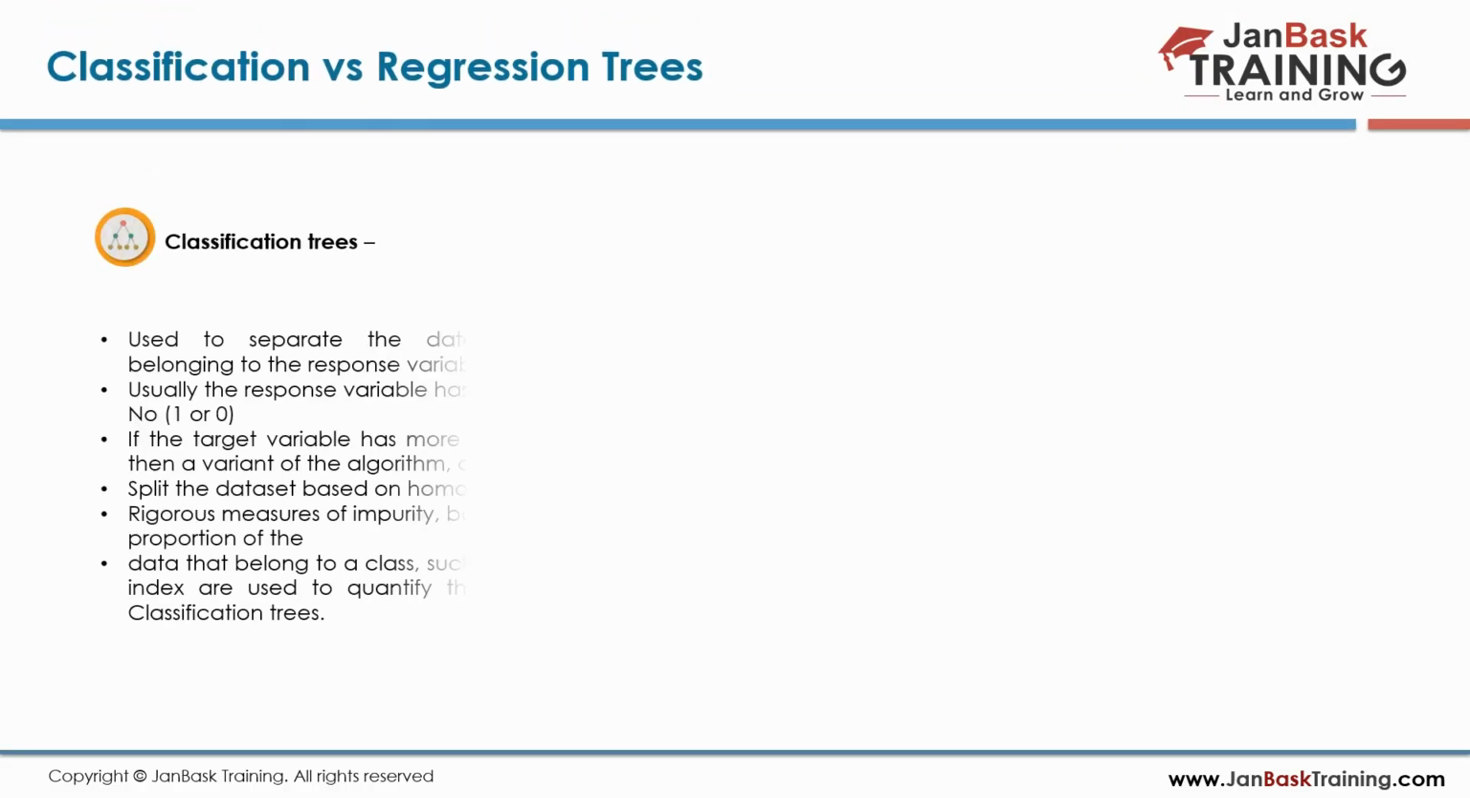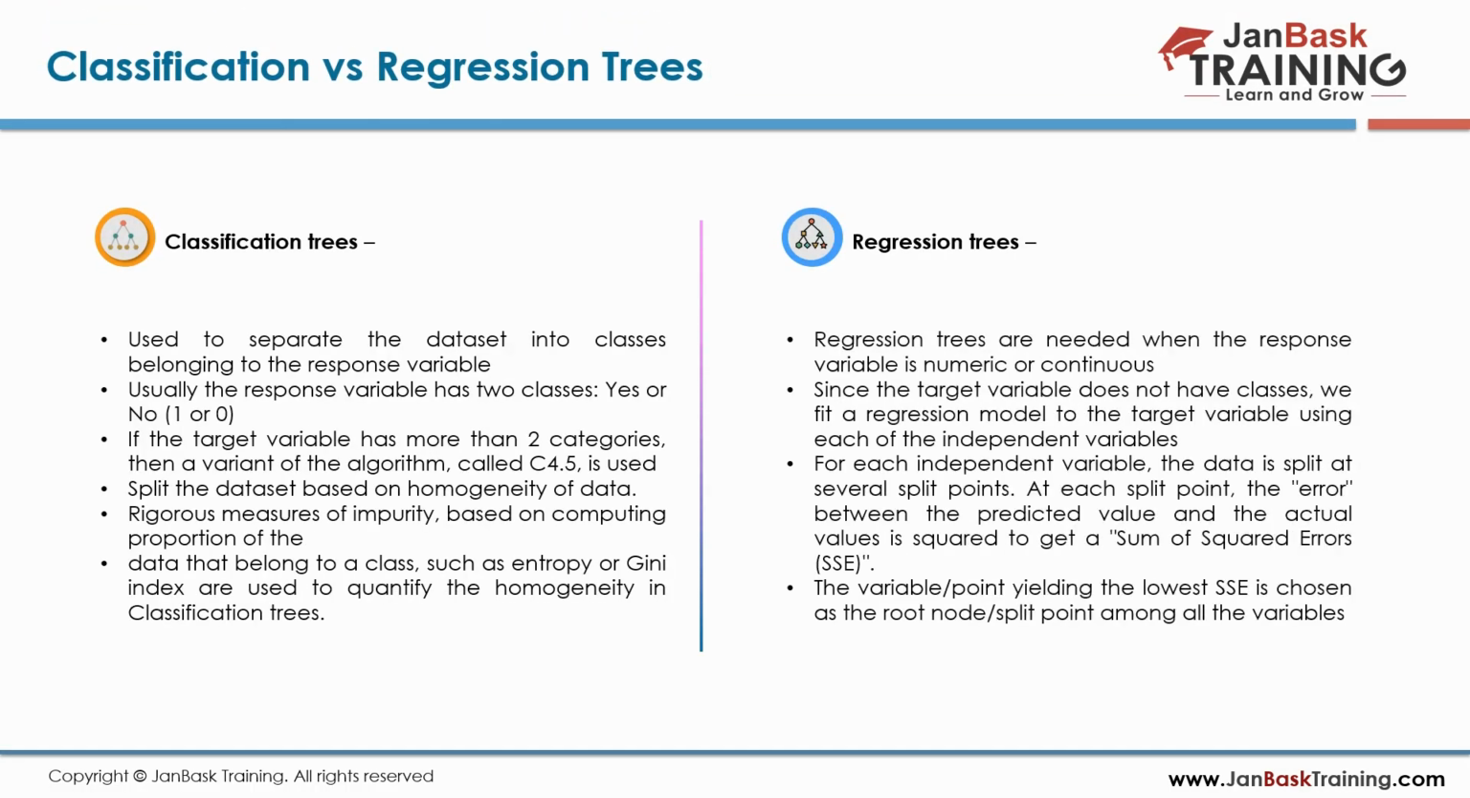The classification tree is used to separate the data set into classes belonging to the response variable. The main purpose is to divide the data set into different classes, yes, no, like that. Usually the response variable has two classes, yes or no. If the target variable has more than two categories, then a variant algorithm called C4.5 is used. It tries to say that if there are more than two classes, then it's a multi-class output.